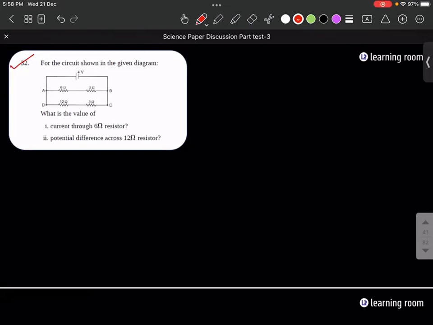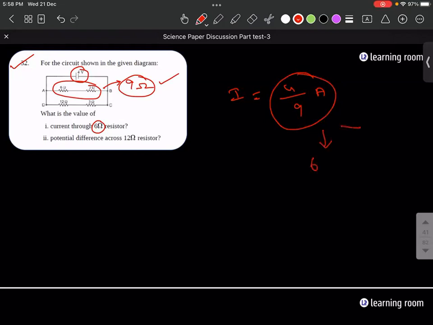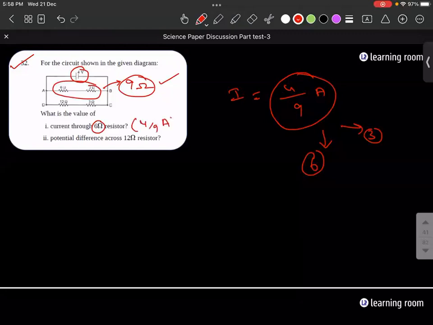32. For the circuit shown in the given diagram, what is the value of the current through the 6 ohm resistor? So find the equivalent resistance here. The equivalent resistance here is going to be 9 ohm, right? This 9 ohm is connected in parallel to this 4 volt. So the potential difference across this 9 ohm will be 4 volt. So I is equal to V by R, 4 divided by 9 ampere. The same 4 by 9 ampere will flow through the 6 ohm and 3 ohm resistors. So the answer will be 4 by 9 ampere.